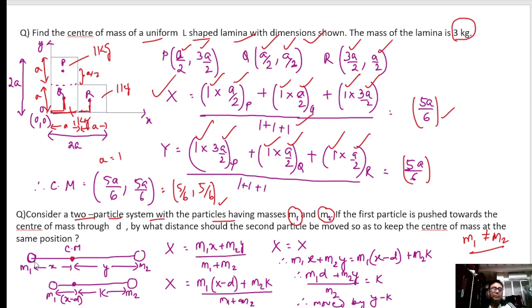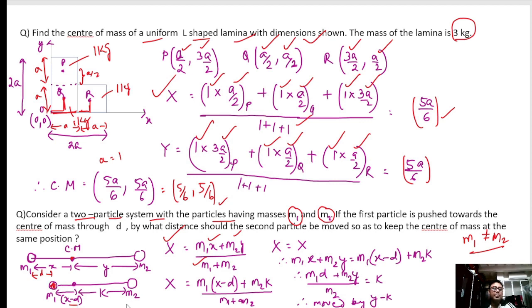So let the center of mass be at a distance x from the first mass and at a distance of y from the second mass. What was the initial center of mass? This is (m1x + m2y) / (m1 + m2). Now, the first mass is shifted by a distance d, so now it is here. What is the distance left now?